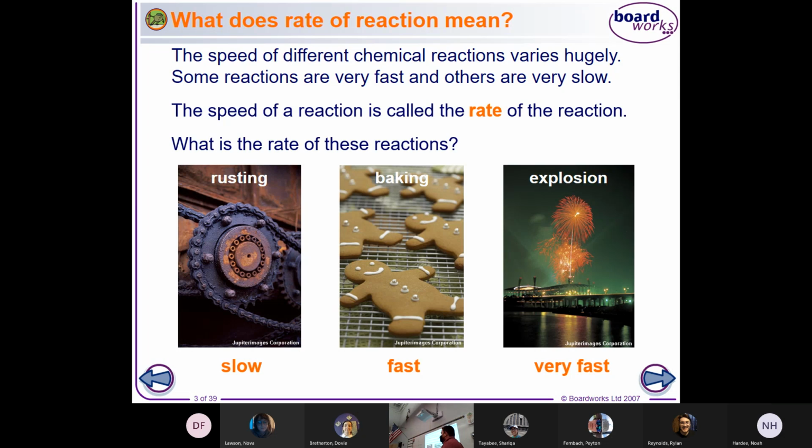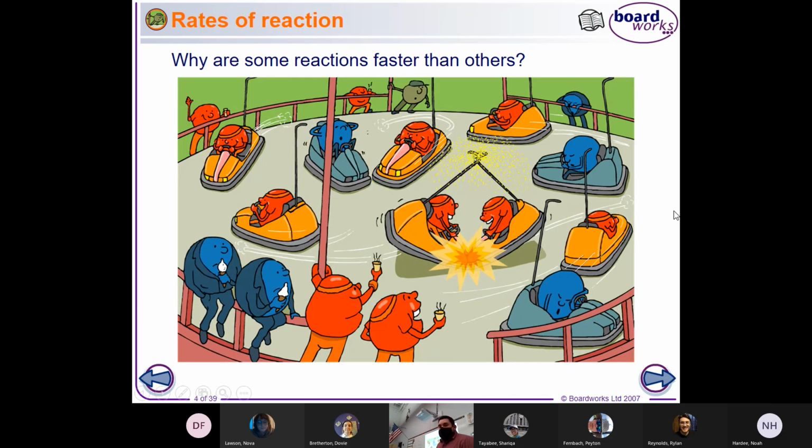Explosion, light, energy, heat, fireworks, something like that, they happen very, very fast. Again, what you might even think of it as an instantaneous reaction. Something that happens that instant, right away. That's a super fast reaction. So the question is, why are some reactions faster than others? And that's what we want to dive into, is the rate of reaction.